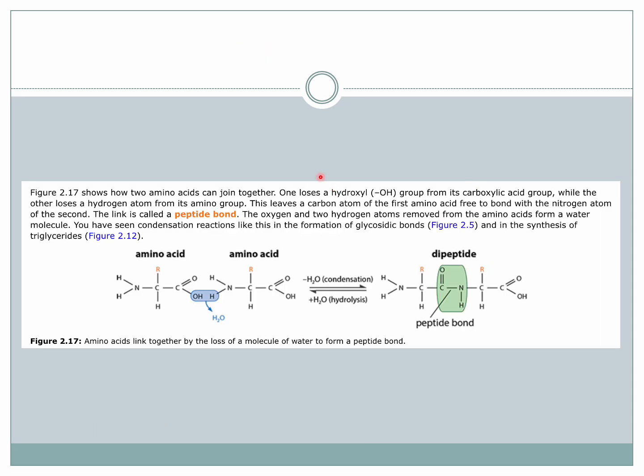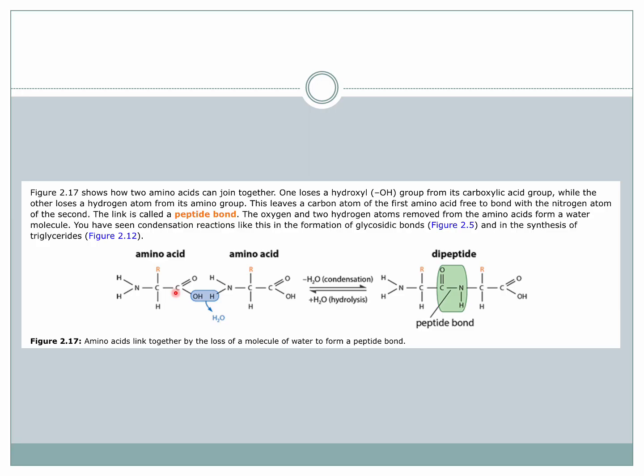This is showing you 2 amino acids bonding together. Here's one amino acid and the second amino acid. The hydroxide of one amino acid and the hydrogen on a second amino acid are going to bond together to form water. It's releasing water. Remember, that's known as a condensation reaction. And then when the two amino acids are bonded, that's going to form the peptide bond.